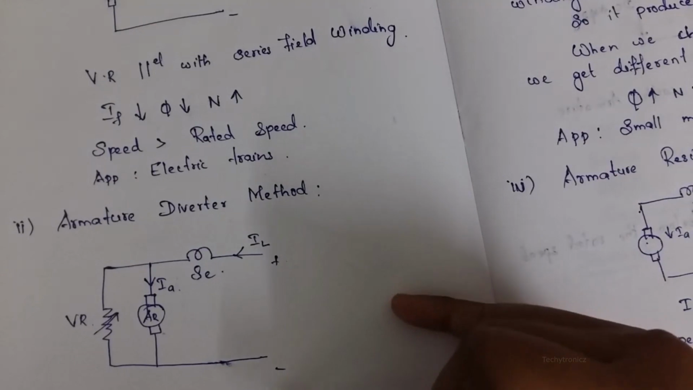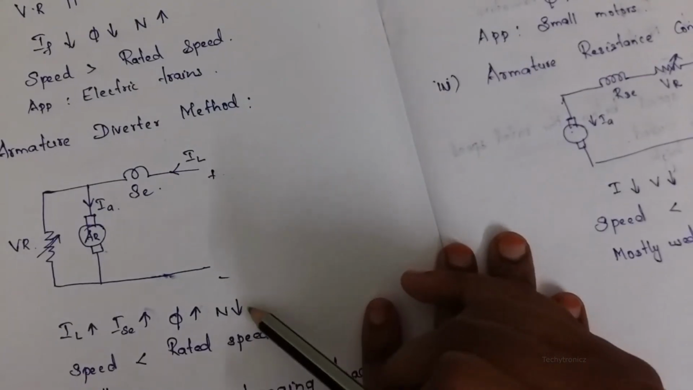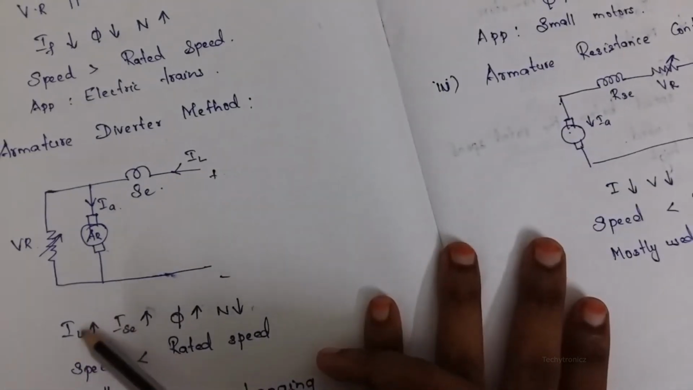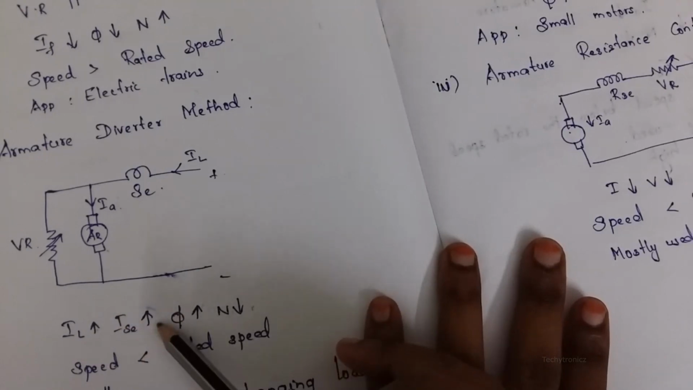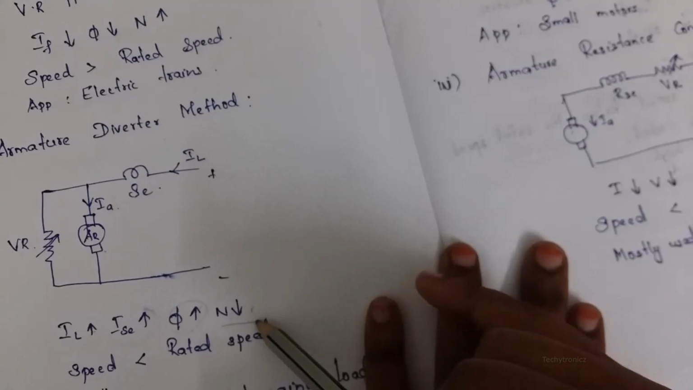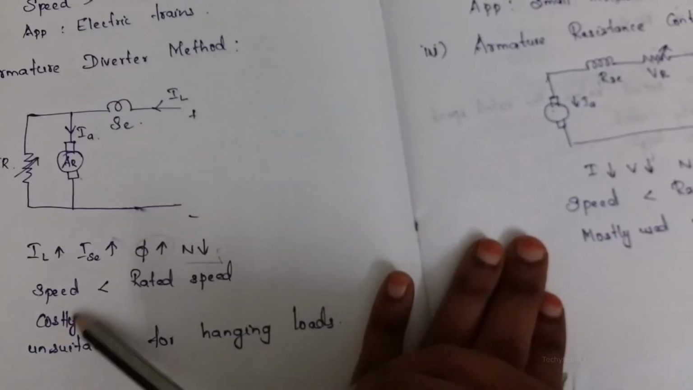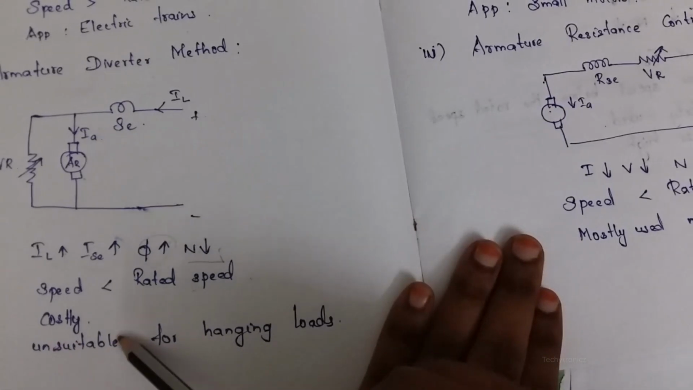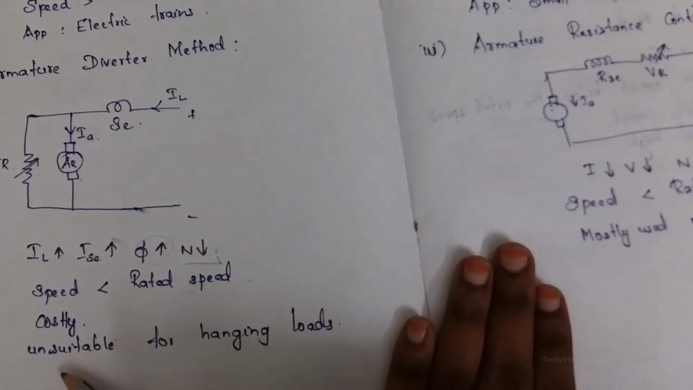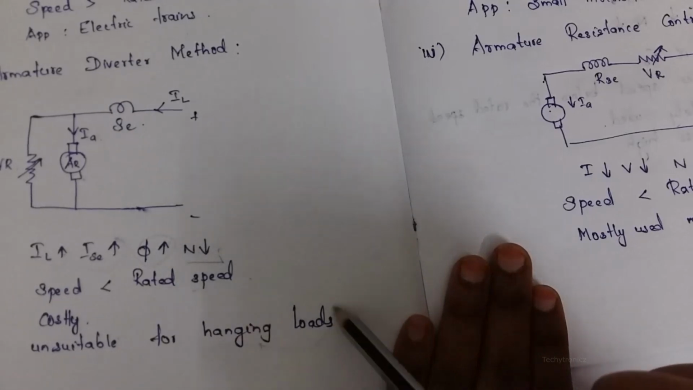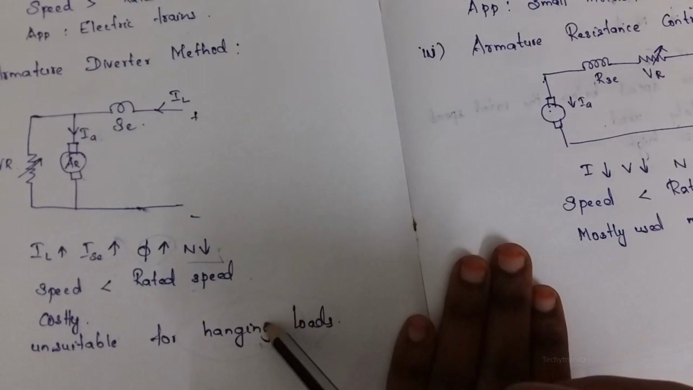When the flux increases, what will be the speed? The speed decreases. The current from the DC supply increases, the series field winding current also increases, and the flux increases. When the flux increases, the speed decreases. So here the speed is less than the rated speed, and this method is costly. Also, it is unsuitable for hanging loads. For these applications, this method is unsuitable.